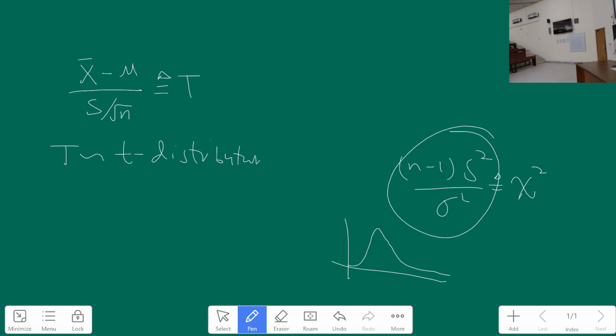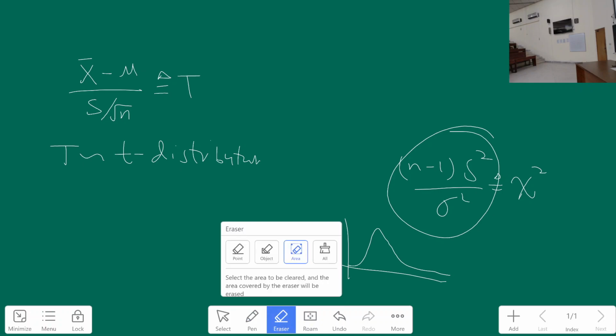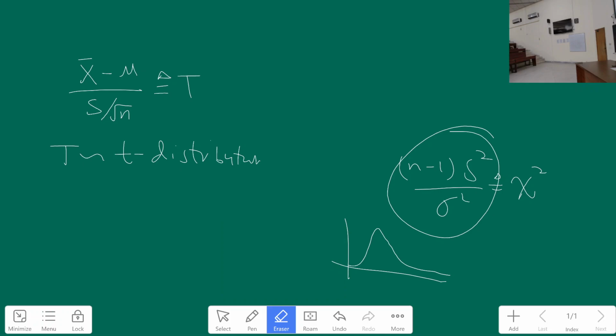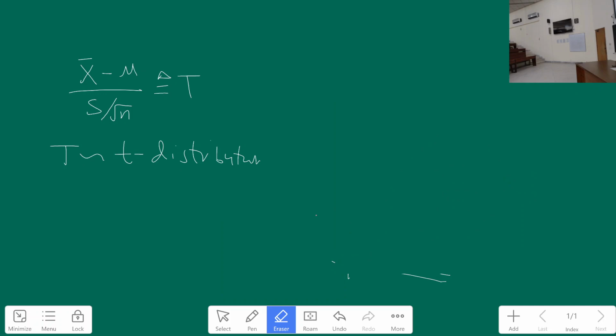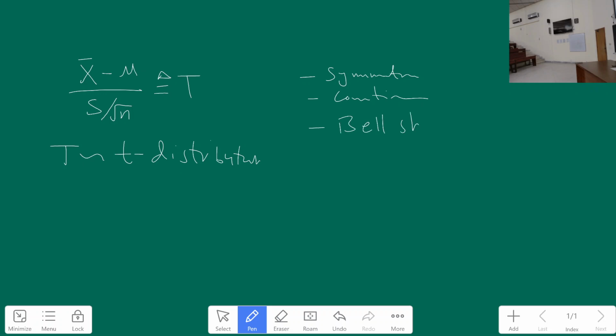And now what does the T distribution look like? Well, what did we say about chi square? Was it symmetric or not? So chi square was asymmetric, yes? Gaussian is symmetric. Now for the case of the T distribution, it is actually symmetric, continuous. It also has a bell shaped curve. Okay, so it is symmetric, it is continuous, it is also bell shaped, but with heavier tails.